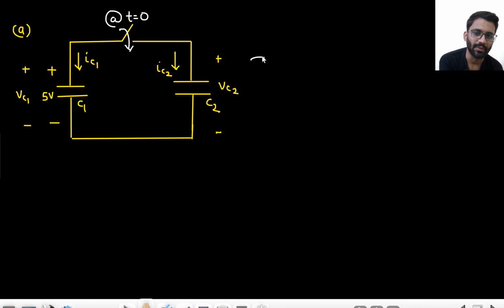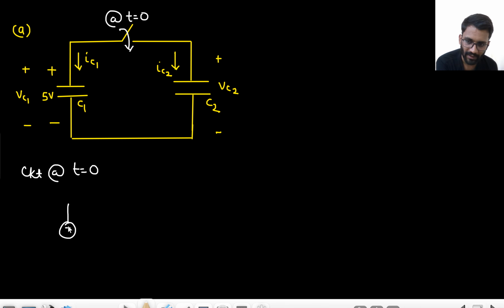What is happening at t equals to 0? Circuit at t equals to 0. This capacitor will be replaced with a 5-volt battery, right? Its initial voltage will be replaced with a 5-volt battery. Switch is closed, so short circuit. This capacitor is having no voltage, it will be shorted.